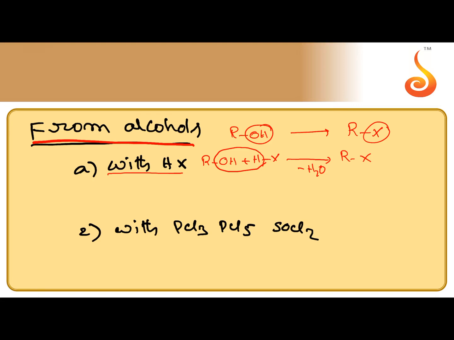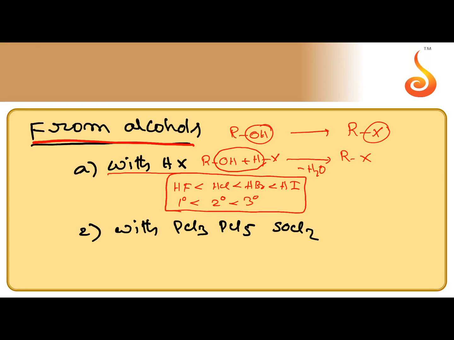So regarding this reaction, the rate with respect to hydrogen halide, HF, HCl, HBr and HI. Rate with respect to type of alcohol, 1 degree alcohol, 2 degree alcohol and 3 degree alcohol. This is the rate of reaction.